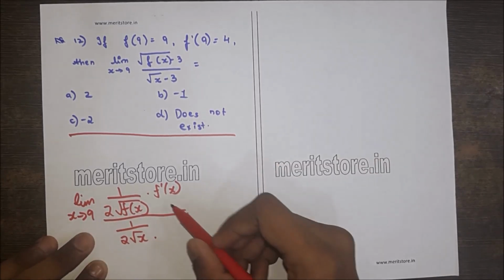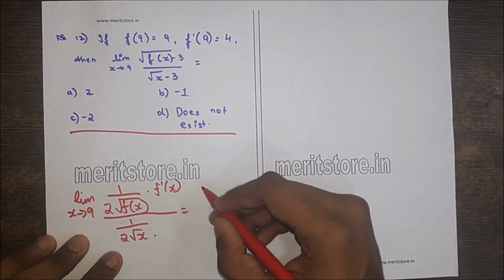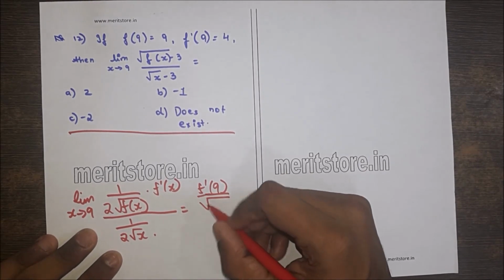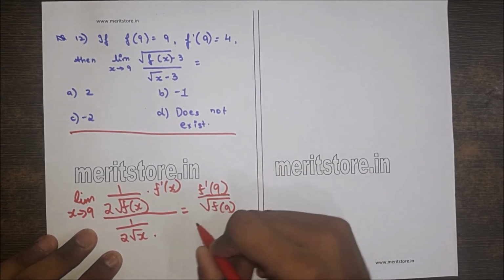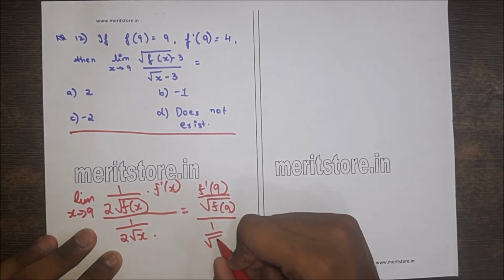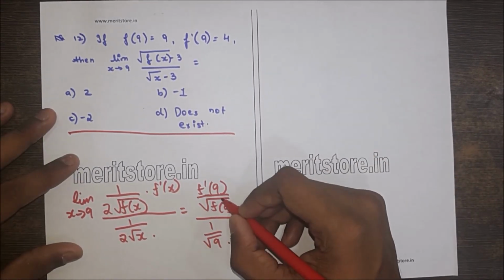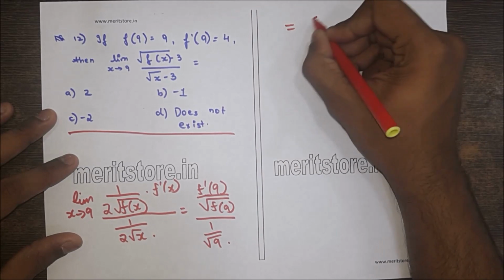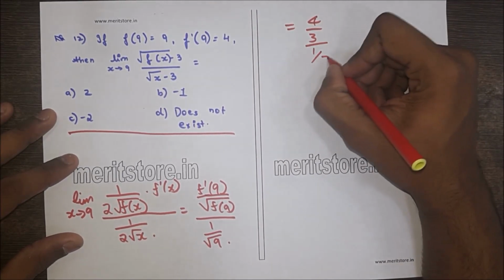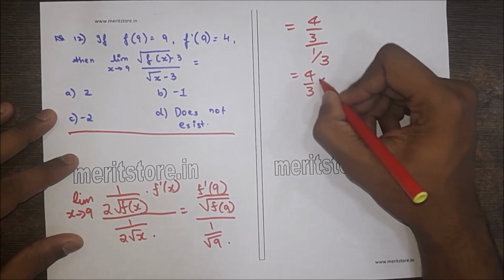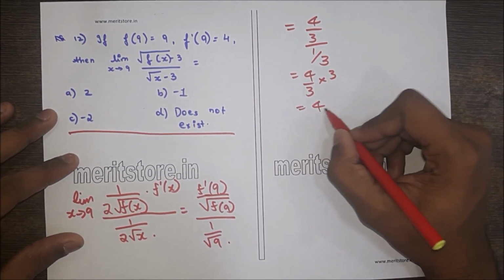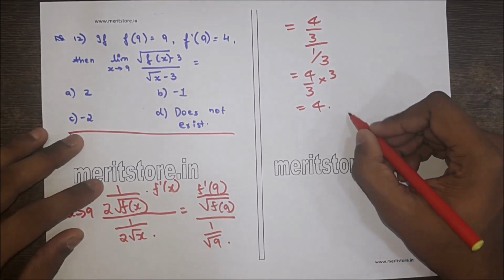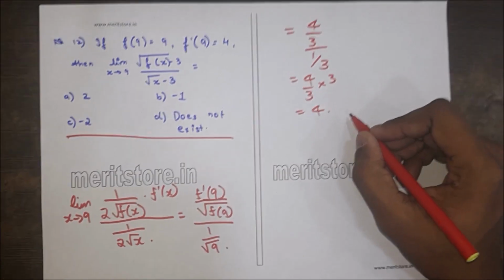Since x tends to 9 as the limit, we substitute x as 9, leaving us with f dash of 9 upon root of f of 9 upon 1 upon root of 9. Substituting the values of these terms as given in the question, we get 4 by 3 upon 1 by 3, which is 4 by 3 into 3, which is equal to 4. Therefore, option D.